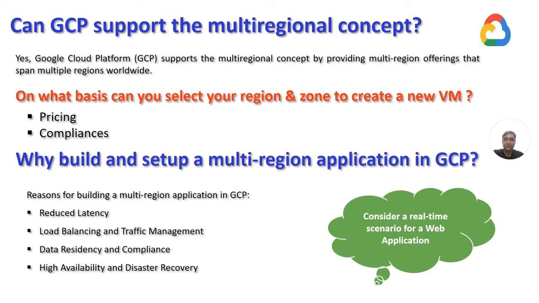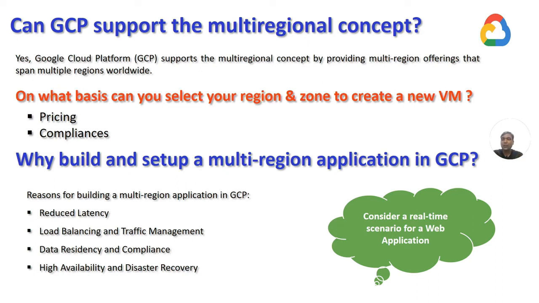Guys, real-time collaboration requires minimal latency to ensure smooth and seamless interaction between users. By deploying your application in multiple regions such as GCP regions in North America, Europe, and Asia, you can minimize the network latency experienced by users in different geographic locations. Users will be able to collaborate in real time with minimal delays, enhancing their experience.